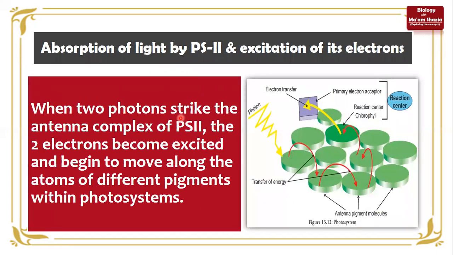So absorption of light by PS2 and excitation of its electrons was the first step of non-cyclic photophosphorylation. Okay, now look at this photon. The photon is going to strike this photosystem. You all know that this photosystem has two parts. One of them is the antenna complexes, the other is the reaction center. The reaction center has chlorophyll A and the primary electron acceptor.